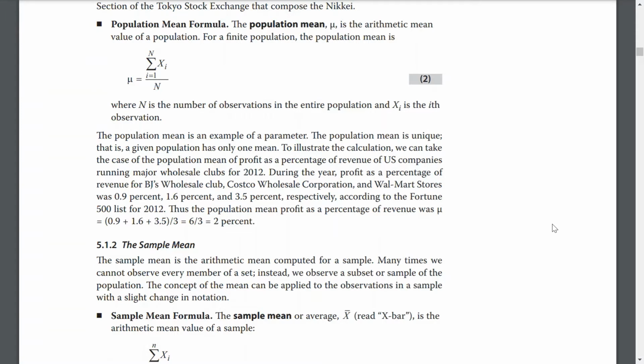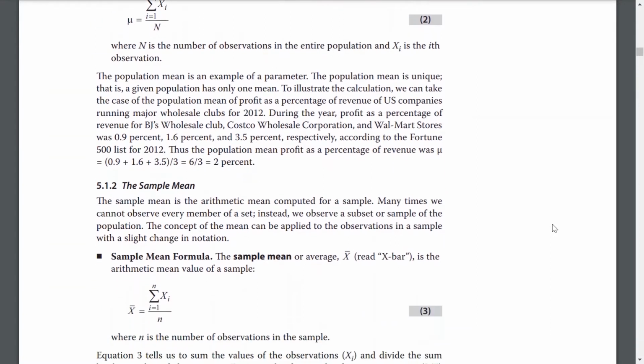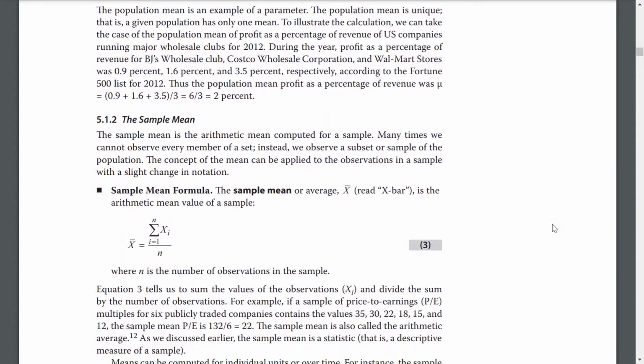To illustrate the calculation, we could take the case of the population mean profit as a percentage of revenues of the U.S. companies running major wholesale clubs for 2012. During the year, profit as a percentage of revenue for BJ's Wholesale Club, Costco Wholesale Corporation, and Walmart stores was 0.9%, 1.6%, and 3.5% respectively, according to the Fortune 500 list for 2012. Thus, the population mean profit as a percentage of revenue was mu equals 0.9 plus 1.6 plus 3.5 divided by 3, which is 6 divided by 3, which is 2%. So that is the population mean.